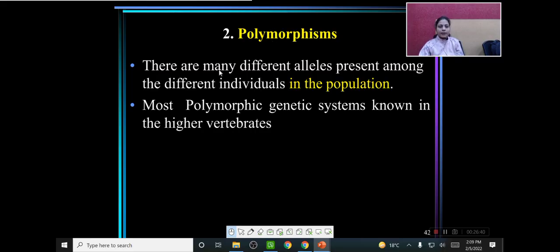Next is polymorphism. Polymorphism means there are many different alleles present among different individuals in a population, or they are present in different forms. Like the alpha chain is present in different forms: alpha 1, alpha 2, alpha 3. The beta chain has different forms: beta 1, beta 2, beta 3. So alpha and beta are both present in different forms. This is known as polymorphism. It is the most polymorphic genetic system known in higher vertebrates.